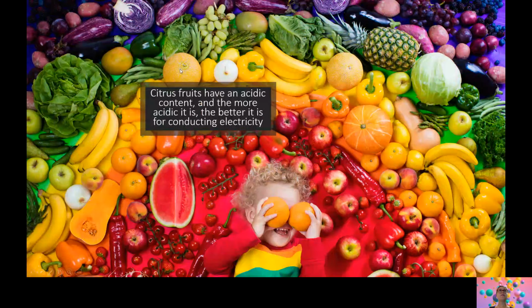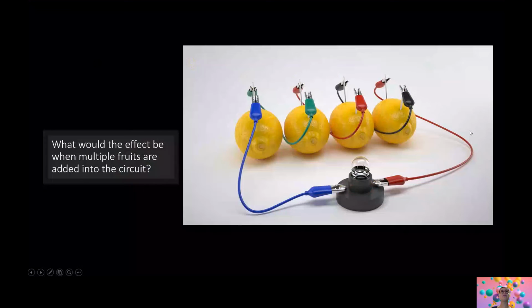Okay, and here is the answer. Citrus fruits have an acidic content, and the more acidic it is, the better it is for conducting electricity. Now, my final question for you is, what would the effect be when multiple fruits are added into the circuit? So not just one lemon or lime, but 4. I've got 3 lemons here. What would happen if I put 3 or 4 of them in a circuit compared to 1? Please pause this video now and think about your answer.